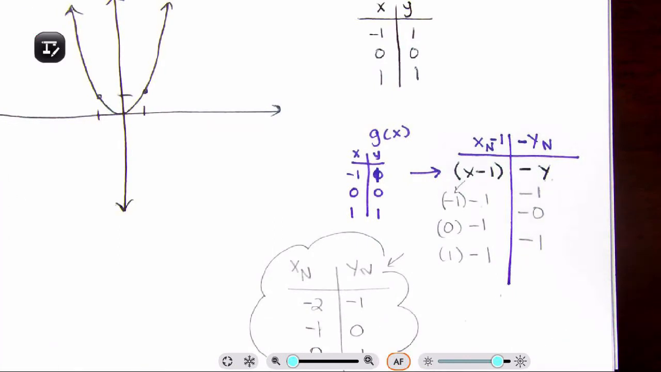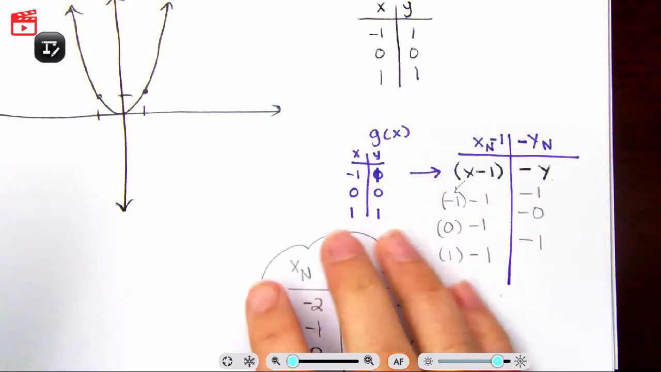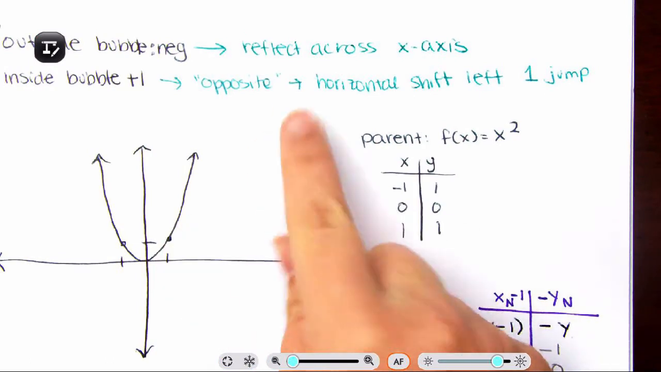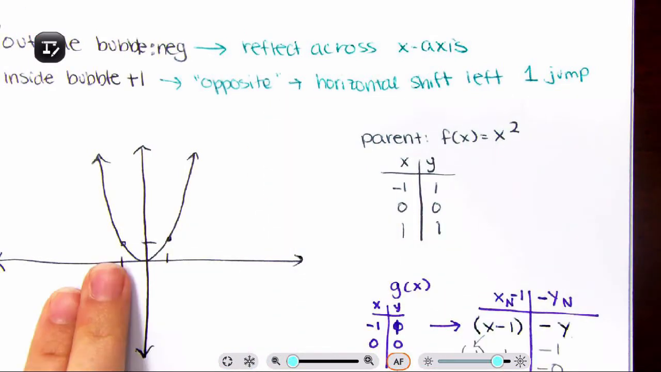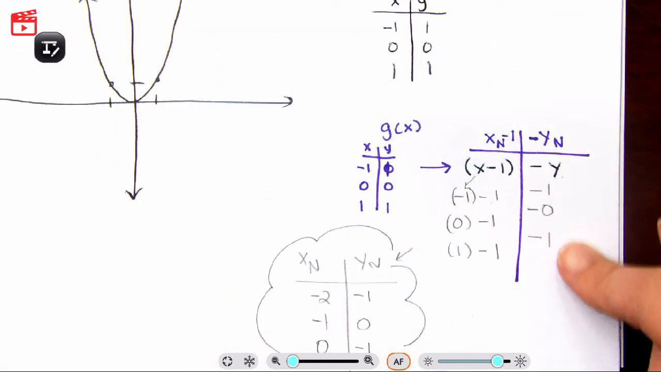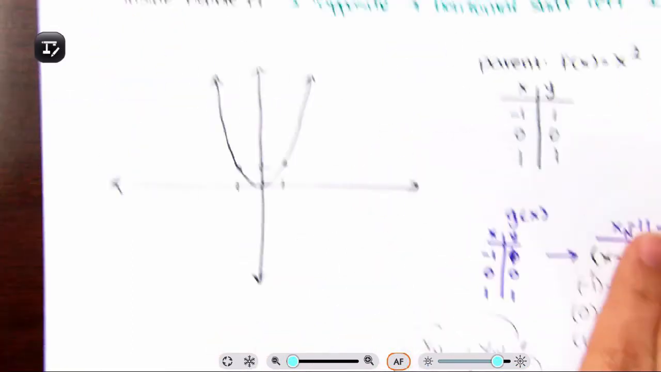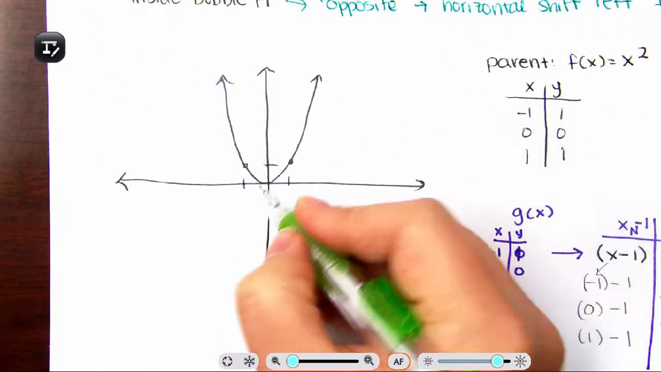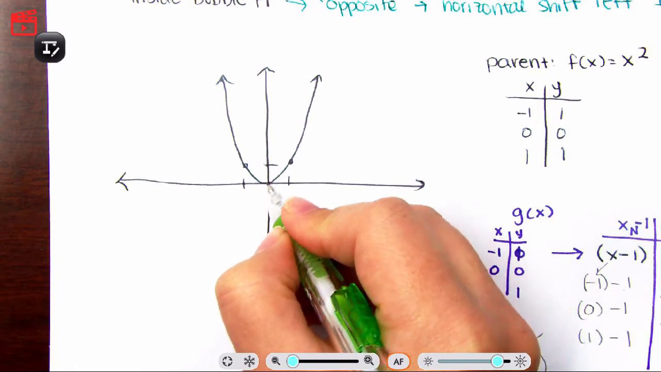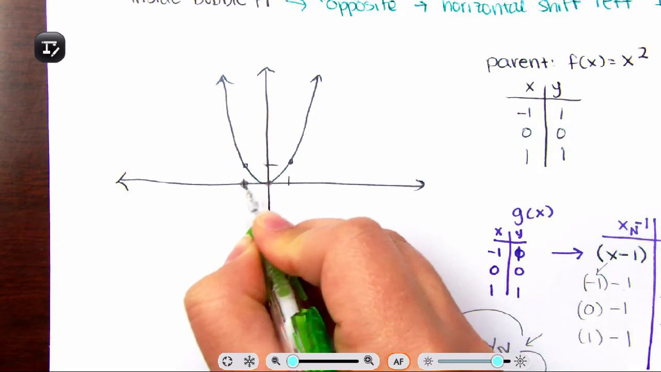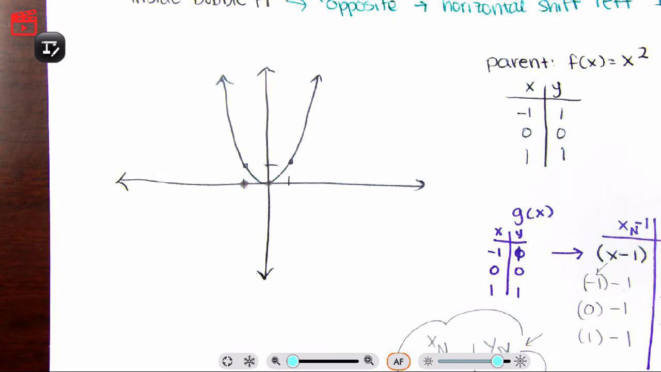So how did I do that? I just want to tell you guys again, I translated using words what I did. I reflected, so I flipped it over, and then I took one jump to the left. So with my points, I flipped it over, and I took a jump to the left once. So let's do that. If this is my 0, 0 point, I'm going to flip it over. 0, 0 still stays at 0, 0, and I jump once to the left. So I should have a point at -1, 0, and I do.